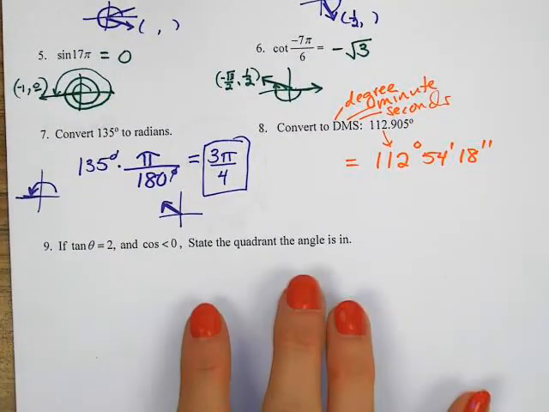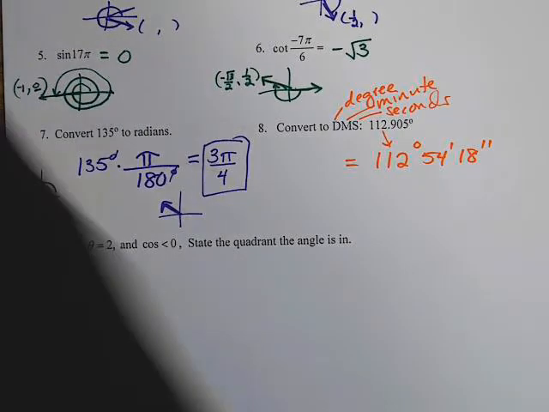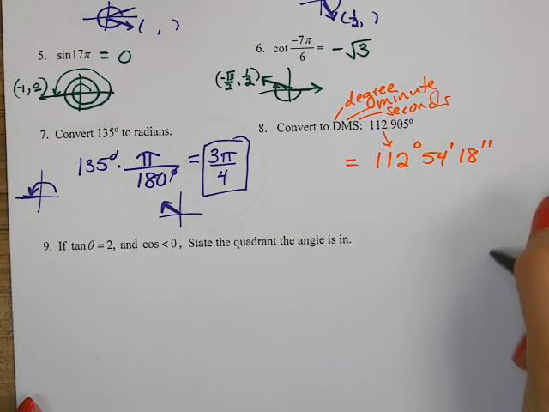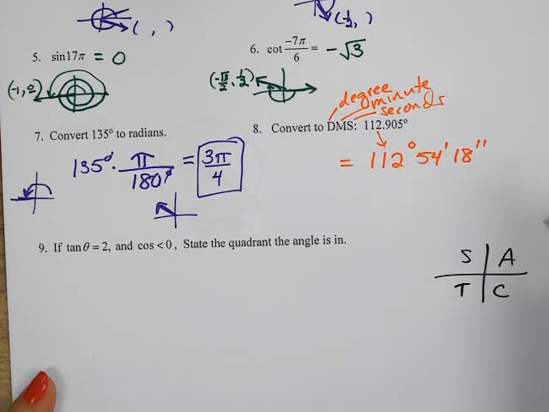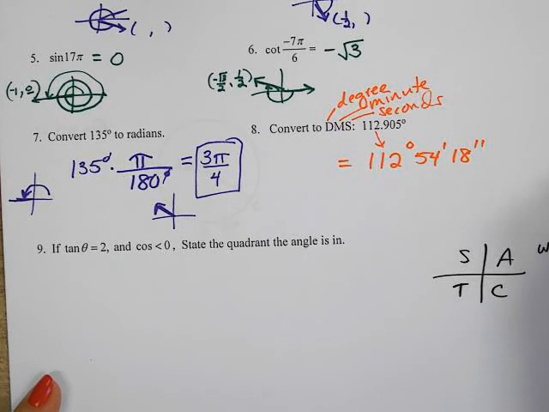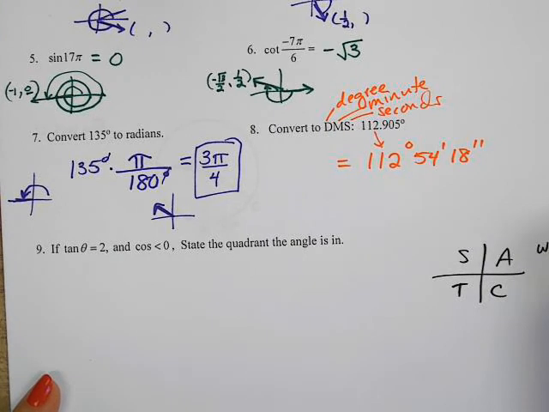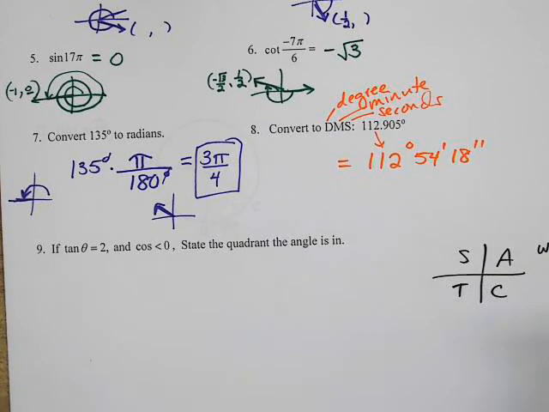Let's see, this one would probably be considered a no calculator question here. We're going to go ahead and draw a triangle, but it's got to be in the correct quadrant. I taught you things like "All Students Take Calculus," and this tells us who's positive. Who is positive? All of them: sine, tangent, cosine.